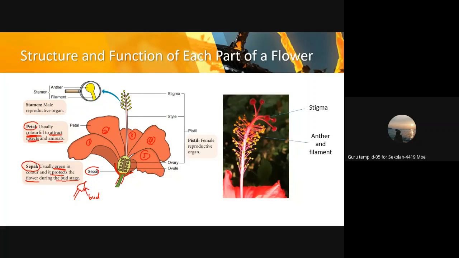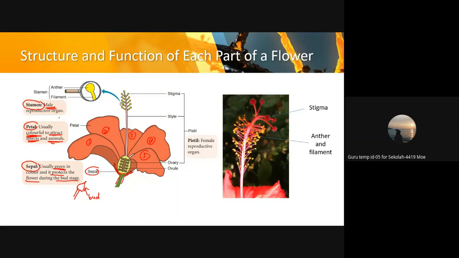You can see that different flowers have different colors of petals. The function of the colorful petal is to attract insects and animals, because insects and animals like colorful ones. Then next we go to stamen. This one you need to pay attention to. Remember, stamen is the male reproductive organ of a flower.